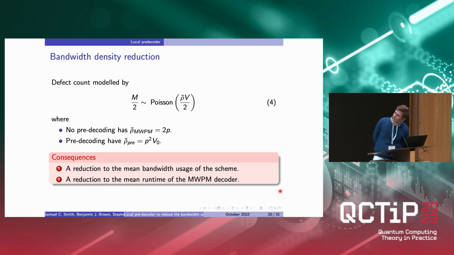OK, so just quickly here, how are we modeling this thing? In general, we expect this defect count to be Poisson distributed. So in some space-time volume V, if m is a random variable corresponding to the number of defects, it's Poisson distributed. And rho here is the parameter that tells you the defect density that you expect to see. What's important is that we're expecting rho to go from scaling like p with some prefactors to scaling like p squared. And so this is also a reduction to the bandwidth and to the runtime usage.